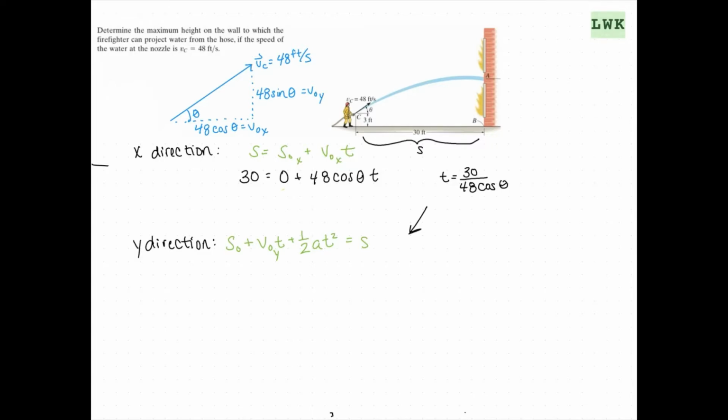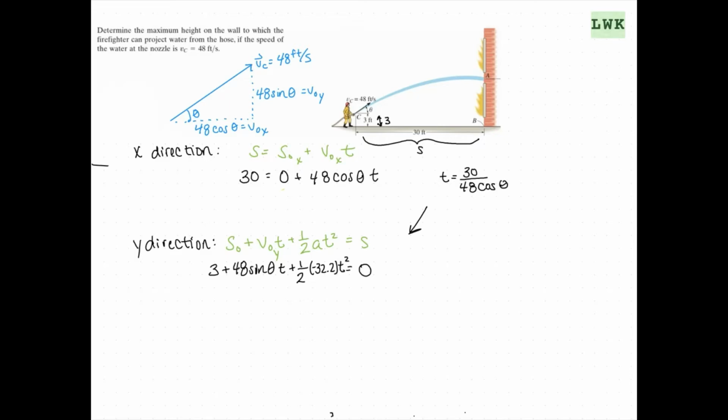But we can pretty easily solve for t by just plugging in once we fill out our y equation here. So we can say 0 equals 3 for s of 0 because we are 3 feet off the ground here, plus our y component of the velocity, 48 sine of theta times t, plus 1/2 a, which again is just going to be our gravity. So we're going to say negative 32.2 t squared.